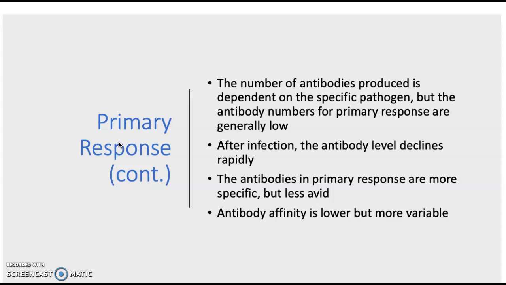Antibodies in primary response are more specific but less avid, and avidity in the immune response references the overall strength of an antibody and antigen complex. And then antibody affinity is lower but more variable. Now, affinity would be the strength of interaction between an epitope and the Fab region of an antibody.